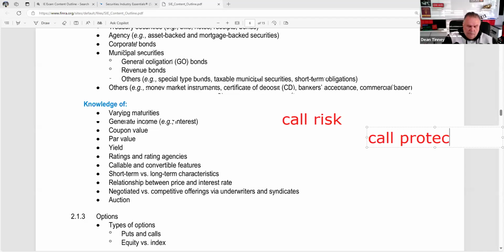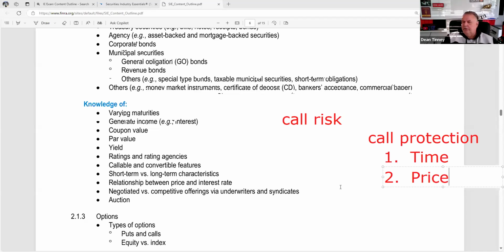The issuer says, we won't call it for at least... So I say, hey, the first bond, Alice, in your portfolio has call protection of 5 years. It consists of 2 things: call protection, the time and the price. How long before they can call it and at what price. And I say, it's not callable for 5 years. And if they do call it, they're going to give you a prepayment penalty. They're going to give you 105, 1,050. Right. So that's called call protection.